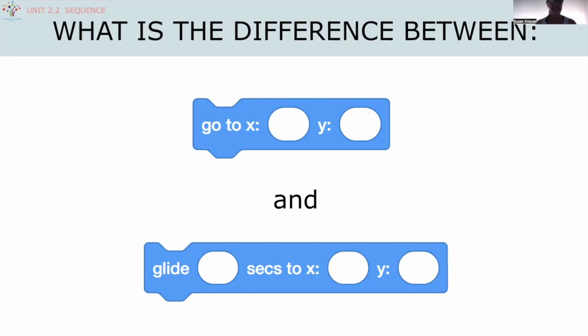The glide seconds to XY block will also move your sprite, but it will move it from its current position on the stage to the specified XY position defined in the glide to block, and you will physically see the sprite moving slowly from the current position to the other XY position on the stage.